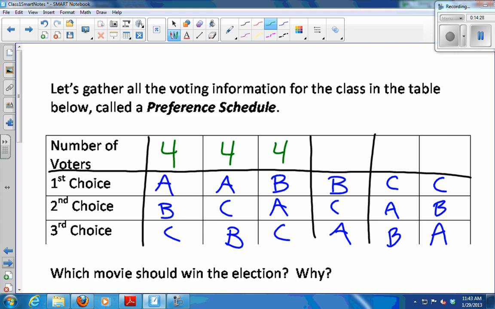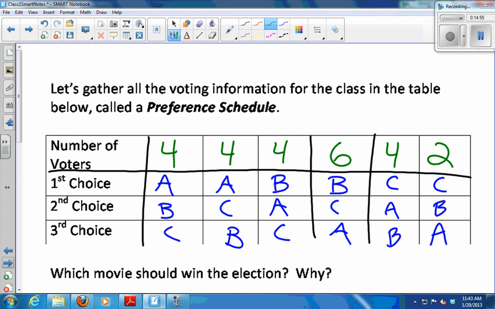How many BCAs? 1, 2, 3, 4, 5, 6. Okay. How many people voted CAB? 1, 2, 3, 4. And how many people voted CBA? 1, 2. Okay, great.